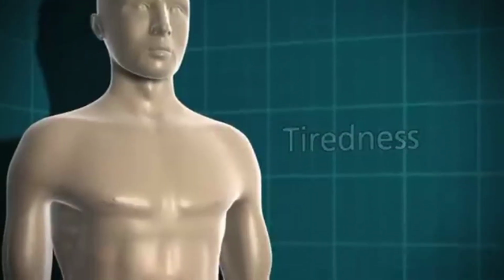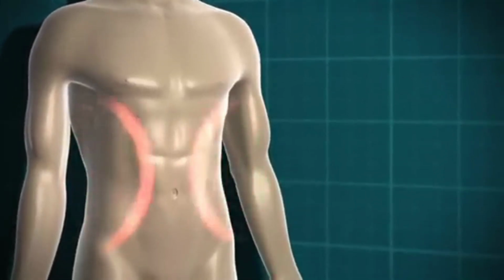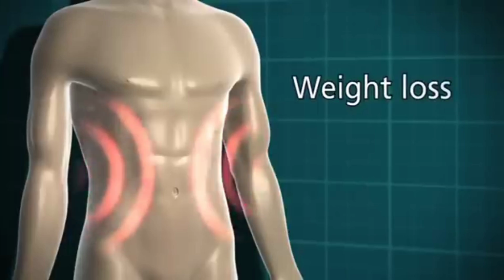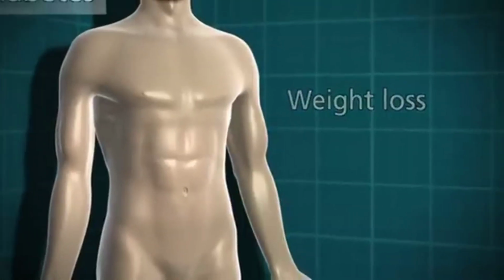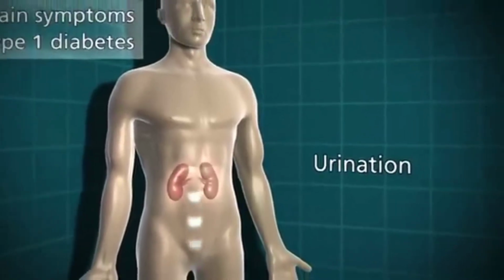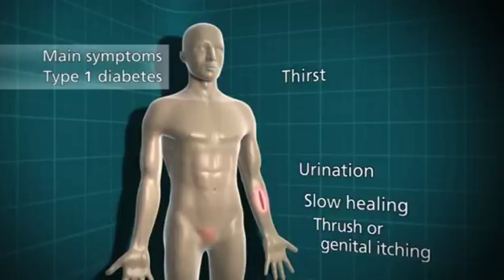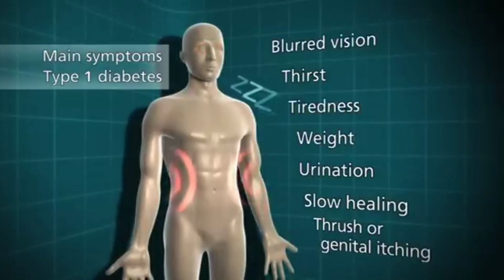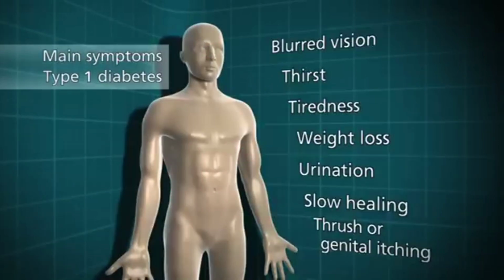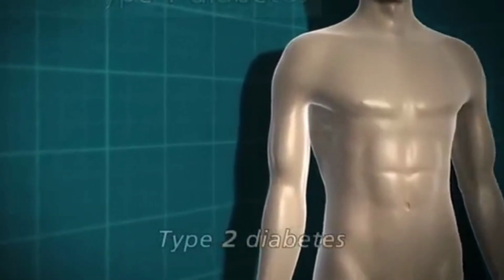But the body still needs an energy source in order to work properly. So what it does is it starts to break down its fat stores, and that can lead to weight loss. So the main symptoms of type 1 diabetes are going to the toilet a lot, thirst, thrush or genital itching, slow healing of wounds, blurred vision, tiredness, and weight loss. These symptoms generally happen quite quickly, often over a few weeks, and can be reversed once the diabetes is treated with insulin.